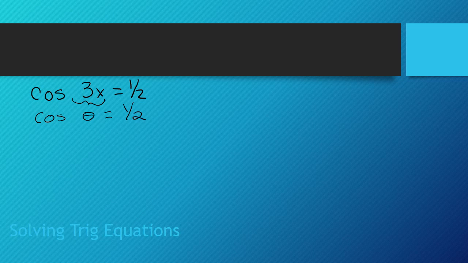So we can solve this, and we know that cosine of theta is equal to 1/2 at pi over 3 and 5 pi over 3. But we're not saying theta is equal to that. We're saying 3x is equal to that. So we then can divide each of these by 3, or multiply by 1/3, to get what the angle actually is. Because remember, we talked about this. This is multiplying or changing the angle. So we in turn get pi over 9 and 5 pi over 9.